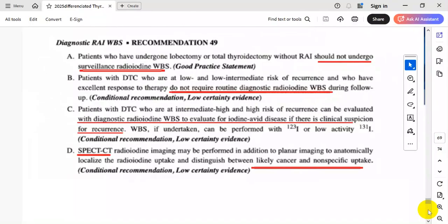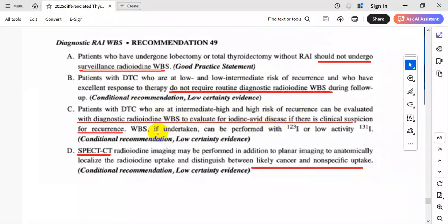Here, diagnostic radioiodine whole body scan recommendation. Patients who have undergone lobectomy or total thyroidectomy without radioiodine therapy should not undergo surveillance radioiodine whole body scan. Patients with DTC who are intermediate high risk of recurrence can be evaluated with diagnostic radioiodine whole body scan to evaluate for iodine-avid disease if there is a clinical suspicion for recurrence.